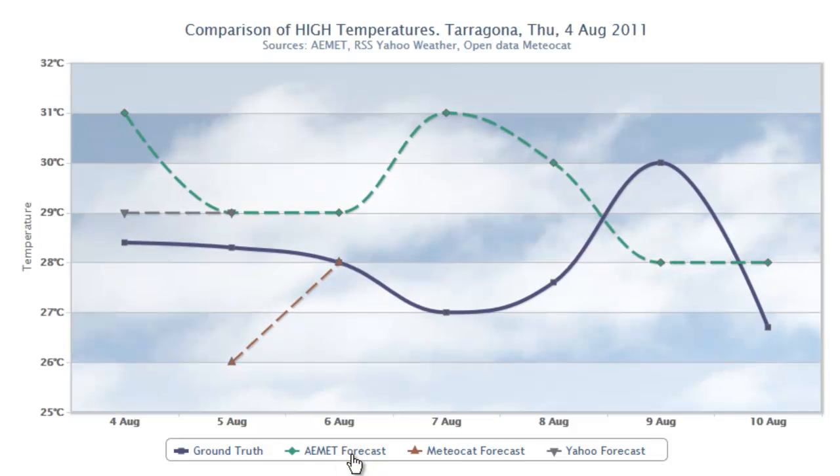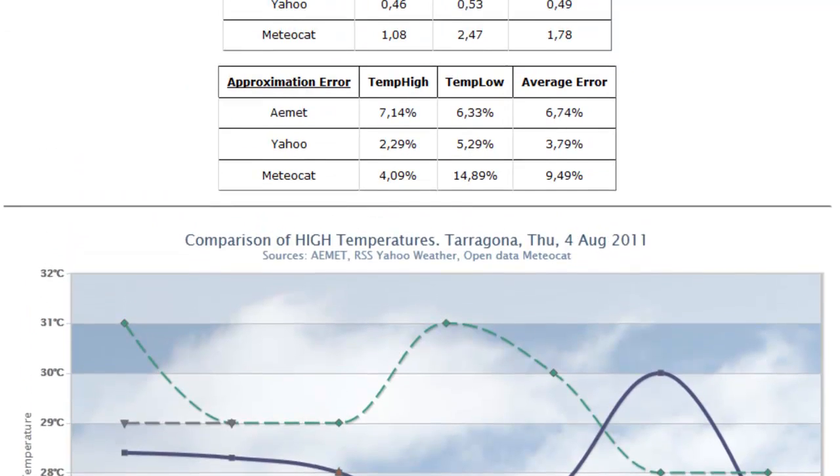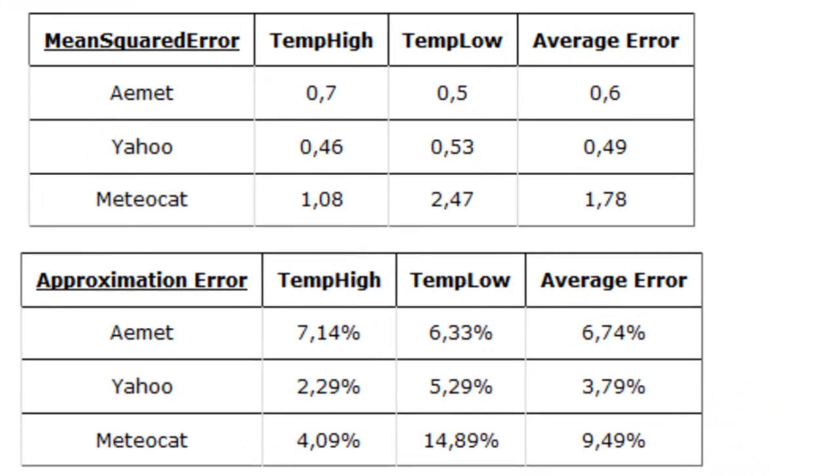Here we can see that not all of the services have the same characteristics. Yahoo gives predictions 1 day in advance, Meteocat 2 days in advance, and TimeMet 6 days in advance. The most important result of the report is the assessment of each predictive service. It consists of the comparison between the ground truth and the forecasting data.